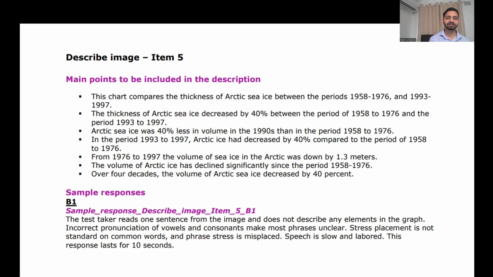From 1976 to 1997, the volume of Arctic sea ice was down by 1.3 meters, or reduced by 1.3 meters. The volume of Arctic ice has declined significantly since the period 1958 to 1976. You can also use significantly, like adverbs are very important. Declined significantly. Over 4 decades, the volume of Arctic sea ice decreased by 40%. So over 4 decades, you can also paraphrase in that way.